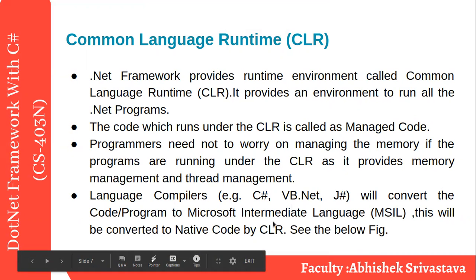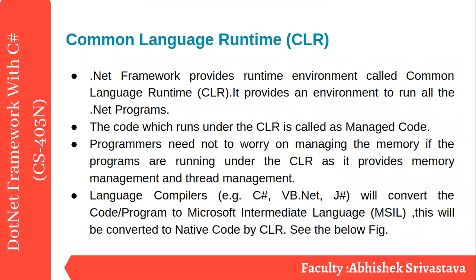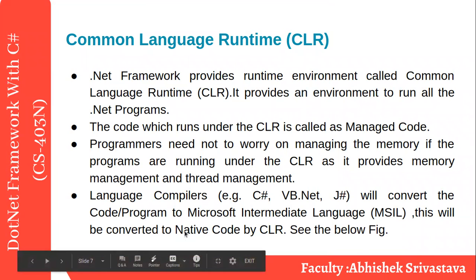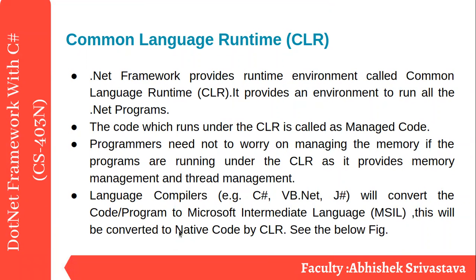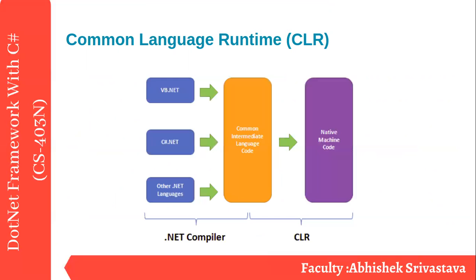Microsoft Intermediate Language will be converted to native code by the CLR. So the code is first converted to Microsoft Intermediate Language, and this is then converted to native code by the CLR. So the code is converted two times. Now the question arises: the CLR converts Microsoft Intermediate Language to which one? The answer is native code, because this is understandable by the Microsoft .NET Framework. Native means your own.